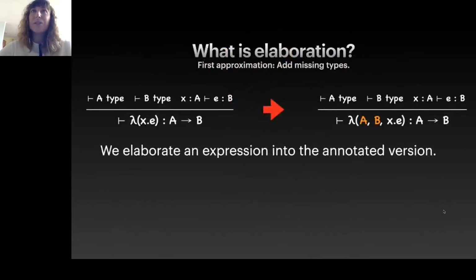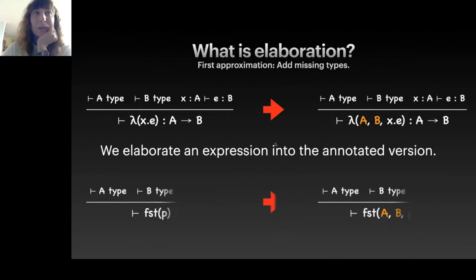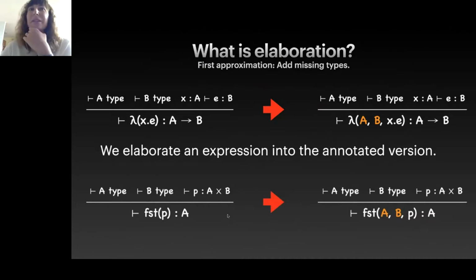The first approximation is that we think of adding missing types. So we can start with a rule like this for a lambda, right? And here lambda just has the body of the function, so to speak. And then what we want to add are the missing annotations, so the types A and B here. And lambda is not the only example. Another one would be the projections of a pair, right? So if we have a first projection, this pair is of type A times B, and the elaboration would add missing type annotations, again A, B here.